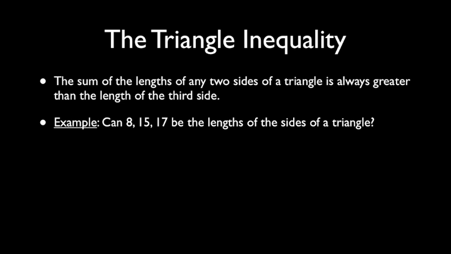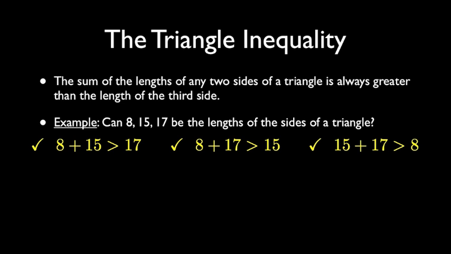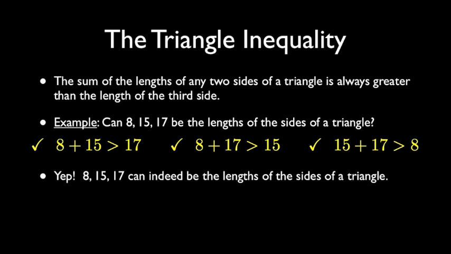So we have an example here. Can 8, 15, 17 be the lengths of the sides of a triangle? Well, 8 plus 15 is greater than 17. If we change the order around, we get 8 plus 17 is greater than 15, and 15 plus 17 is greater than 8. So therefore, we conclude that 8, 15, 17 can indeed be the lengths of the sides of a triangle.